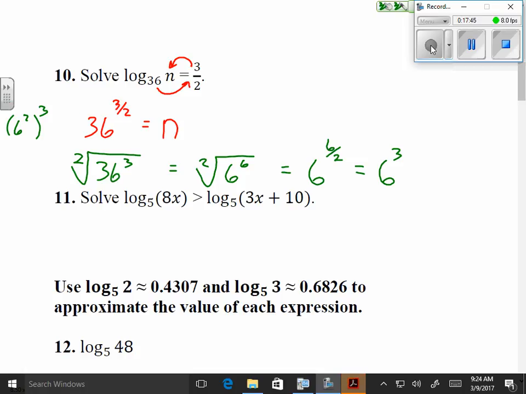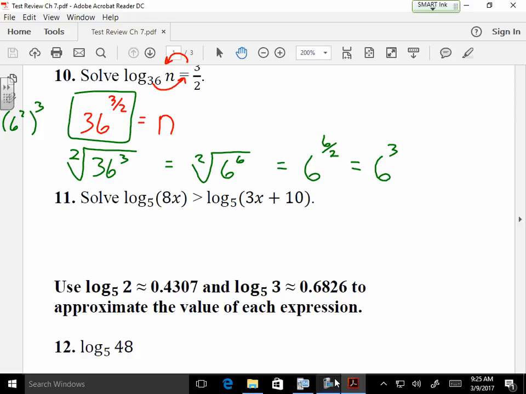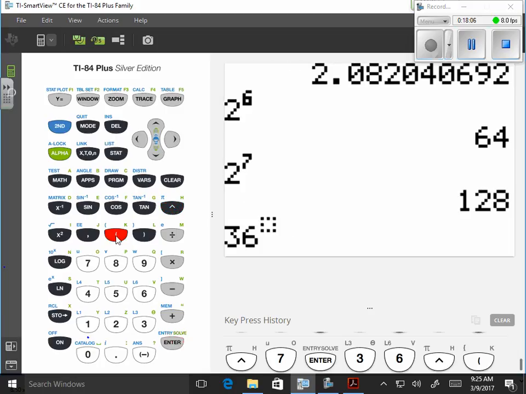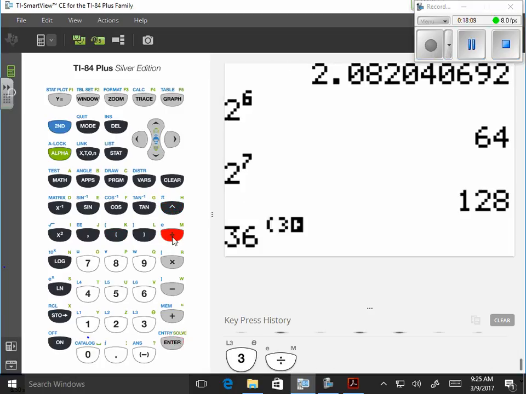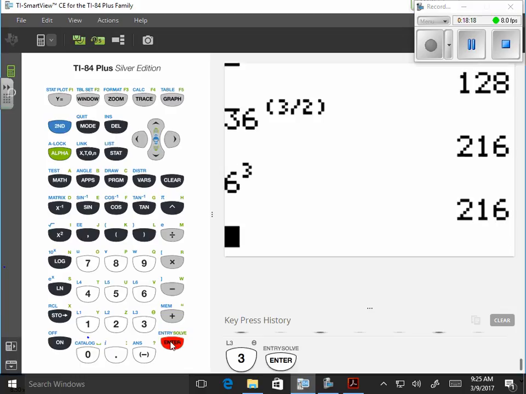But simplest way, you make sure you don't run out of time, is put 36 to the 3 over 2 in your calculator. What did I do? 36, up arrow, parentheses, 3 divided by 2, which should be the same as 6 to the 3rd. Cross my fingers. Good.